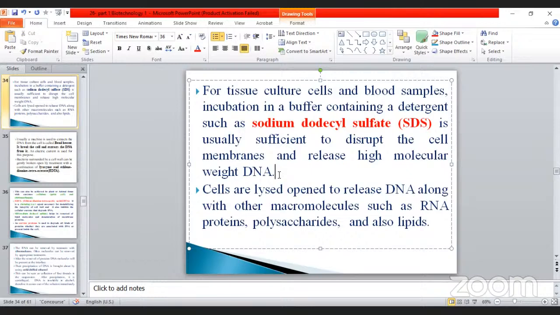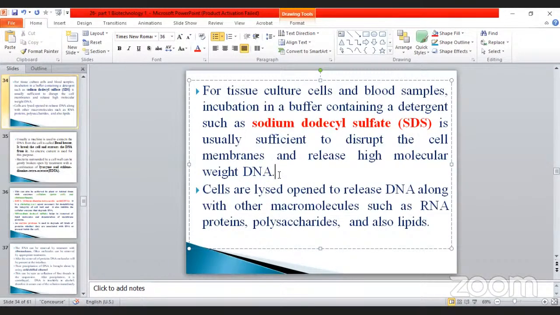It is usually sufficient to disrupt the cell membrane and release high molecular weight DNA. What happens? The detergent molecule can bind with the cell membrane of the plant or animal cell. Automatically, the cells lose their flexibility. So as a result, what happens? It ruptures easily, so the inner content easily comes out, particularly the high molecular weight components of the cell.